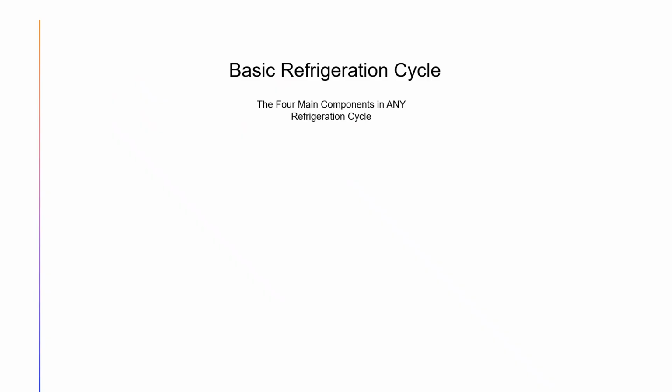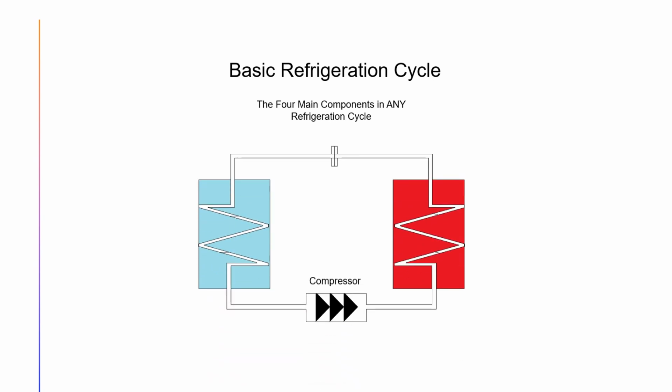So, here we go then, the basic refrigeration cycle. There are four main components in any refrigeration cycle. They are the compressor, the condenser, the evaporator, and the expansion device.